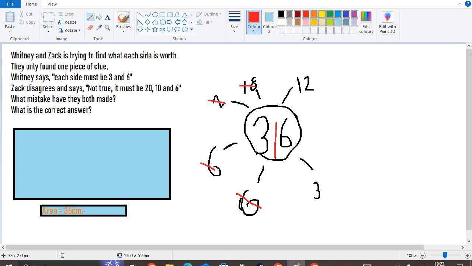Now that we have found the mistake they both made, we have to see the correct answer, which we have worked out previously. So I'm just going to add a 3 here, and a 12 here. And 12 times 3 is 36. To prove this, let's see. Length times width equals 36 centimeters. 12 times 3 equals 36 centimeters. So now we have found our answer.